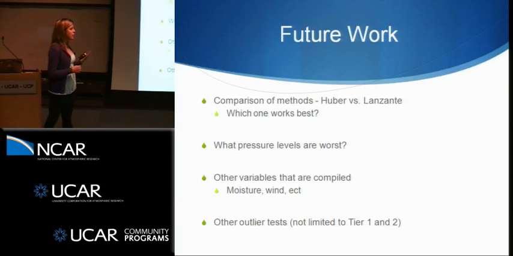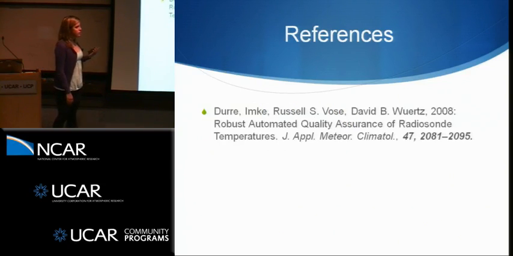And finally, we want to do some other outlier tests, not just the tier 1 and tier 2. There are a lot of other things that we want to look at. So here's the references to the paper that the NCDC did for the same sort of project.